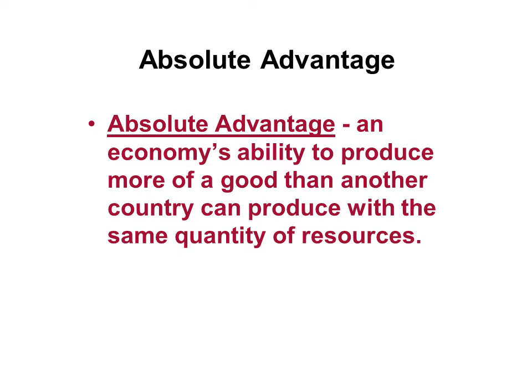Absolute advantage is the easiest of these principles to explain. It simply means that a country has the ability to produce more of any good than its potential trading partner. So in absolute numbers, in the quantity department, the country can produce more than its potential trading partner.